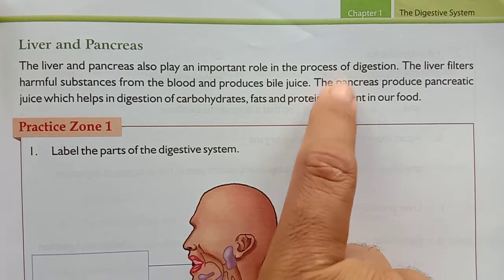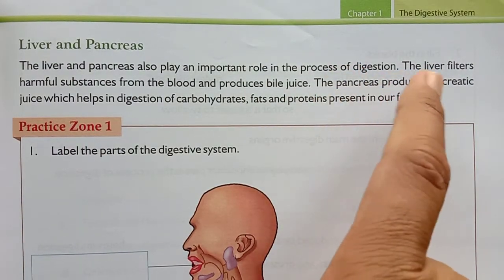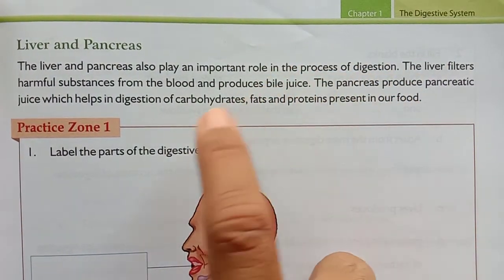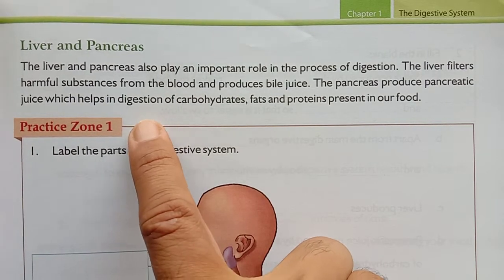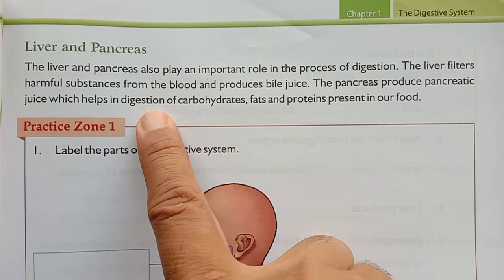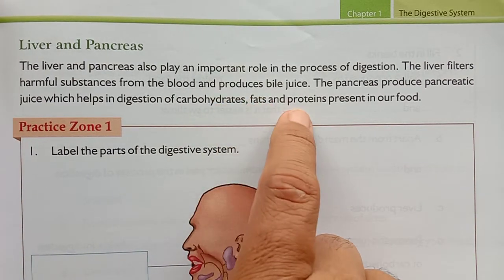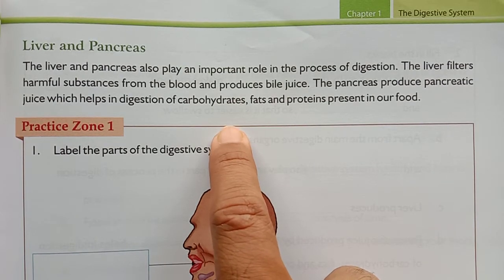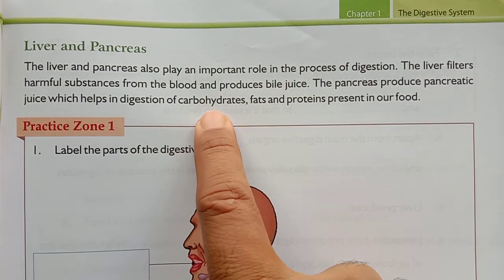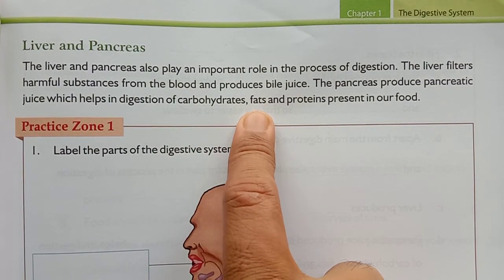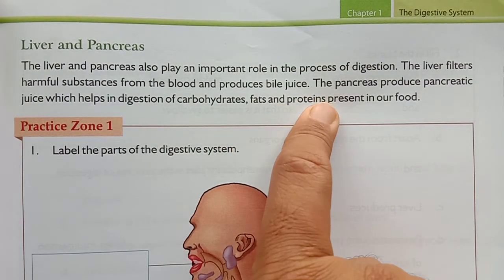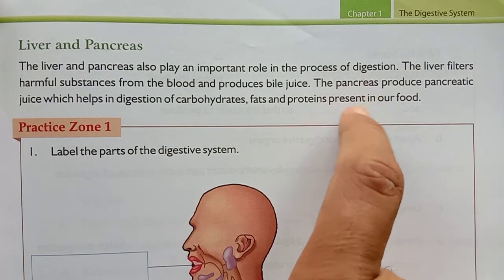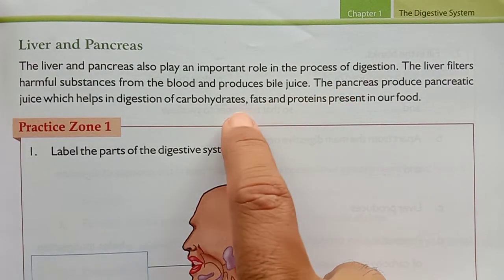The liver produces bile juice, and it also filters harmful substances from the blood. And the pancreas produces pancreatic juice. This we have to remember. And this pancreatic juice helps in the digestion of carbohydrates, fats and proteins present in our food. Some foods contain carbohydrates, and some foods have fats and protein, and these are digested with the help of the pancreatic juice.